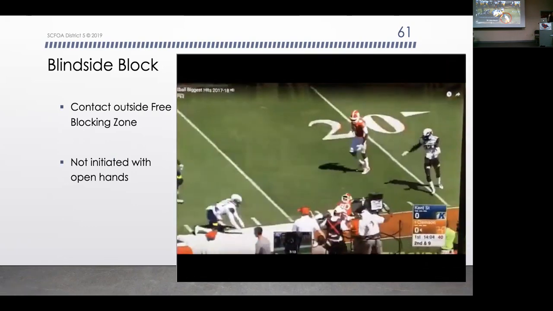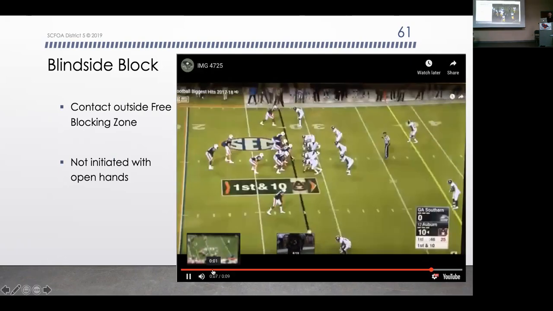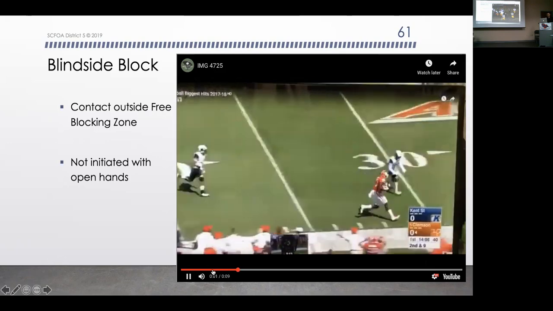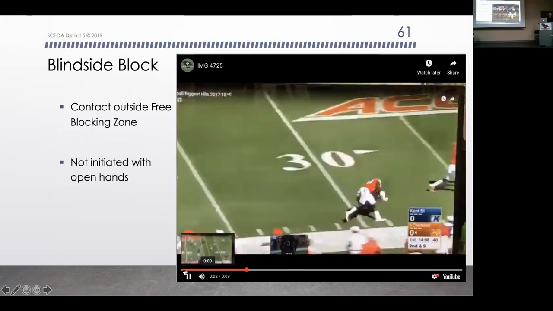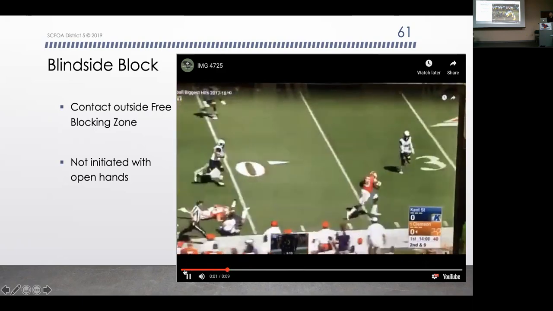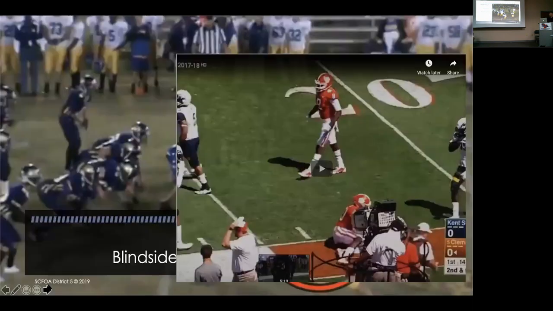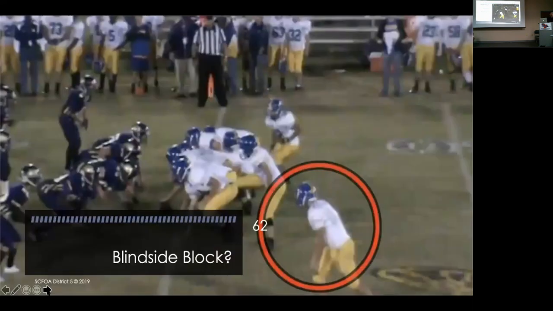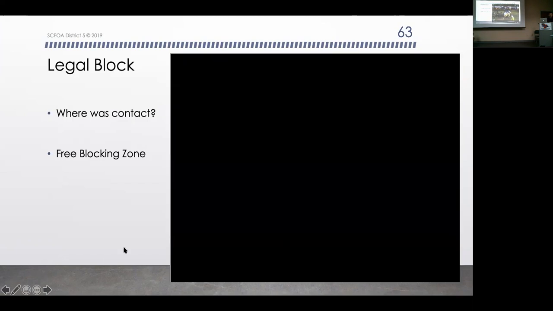In the free blocking zone. And he uses his hands. So if it's in the free blocking zone, it's allowed, correct? Watch this. And this is one of those teams with really tight splits. So this might be one of those teams where it's in the free blocking zone. Yeah. The block is in the free blocking zone. There are no other requirements other than the block is in the free blocking zone.